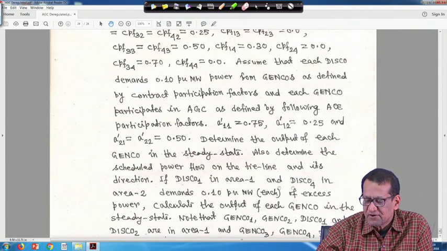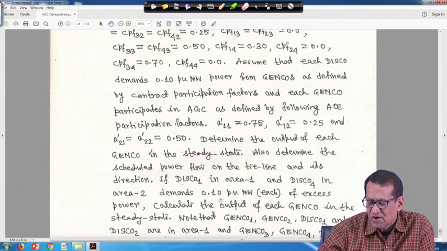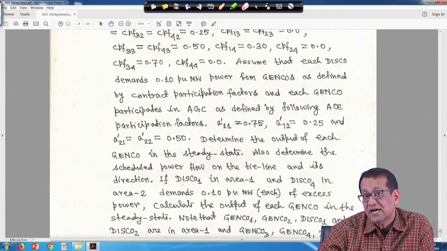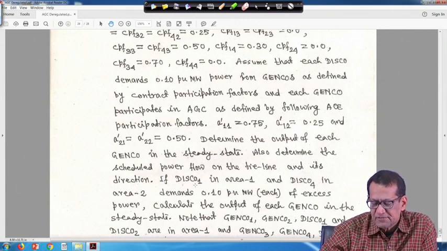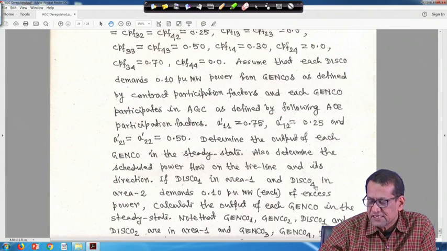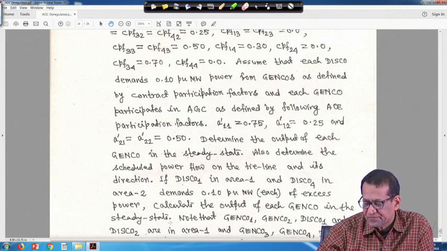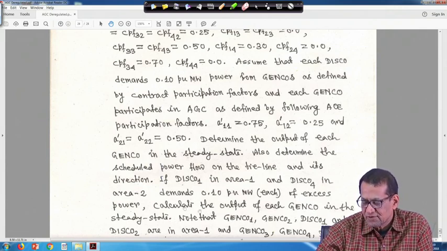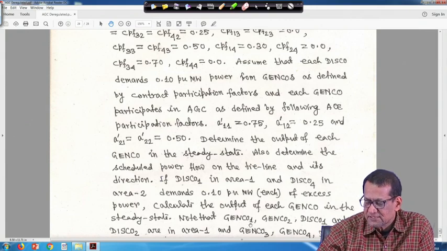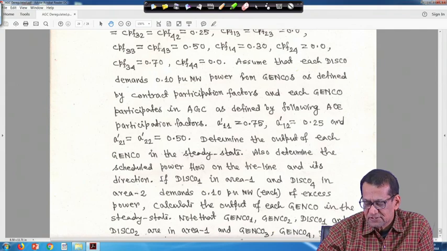If DISCO 1 in area 1 and DISCO 4 in area 2 demand 0.10 per unit megawatt each of excess power, that is uncontracted power demand, right, that is delta PUC 1 will be 0.1 as well as delta PUC 4 will be 0.1 also, right. Calculate the output of each GENCO in the steady state, right. So, note that GENCO 1, GENCO 2, DISCO 1 and DISCO 2 are in area 1 and GENCO 3, GENCO 4 and DISCO 3, DISCO 4 are in area 2, right.